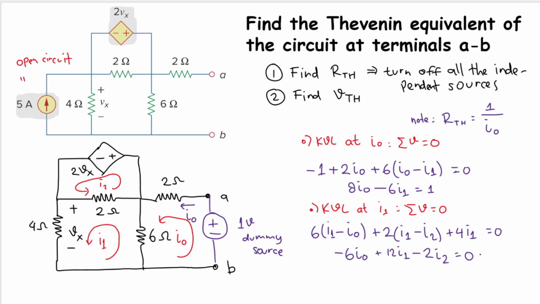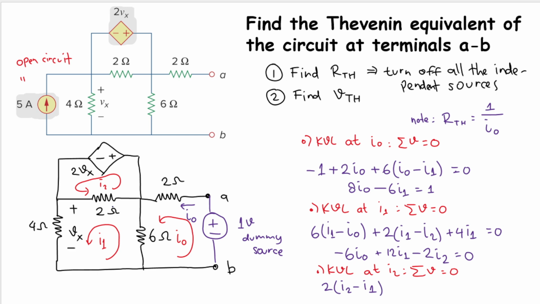Good. Now let's move to the last loop here, which is I2. Let's do another KVL here. KVL at I2. So KVL says that the sum of the voltage in a loop will equal 0. And here we will have this one here, 2. But now we are working on I2, so 2 I2. And here I1 is flowing in the opposite direction, so minus I1.